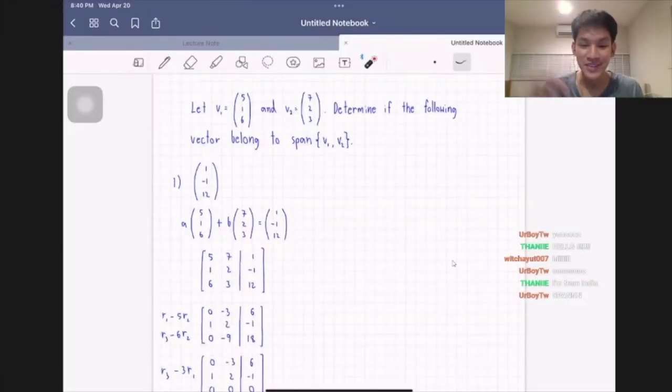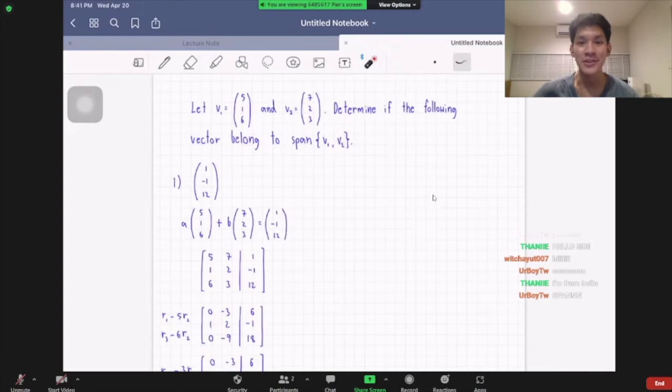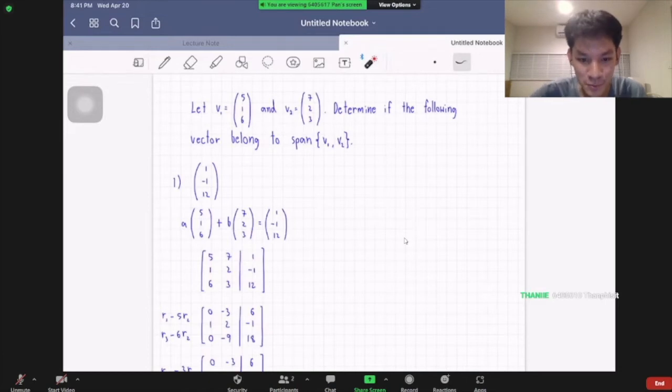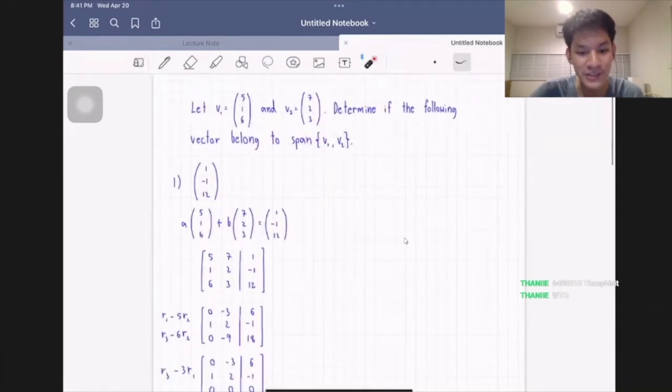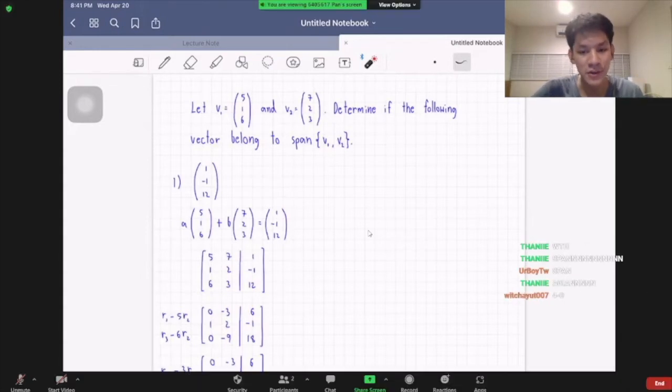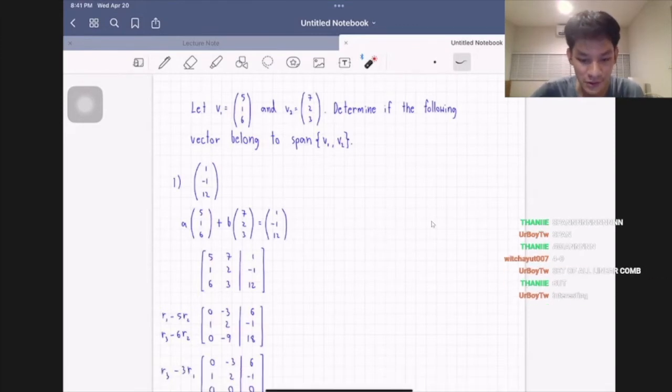Hello everyone, my name is Pan Piyatassakorn and I'm here to introduce you to what is span and how one vector can belong to the span of another vector. But before everything, you have to understand what span is first. In short, span is the set of all linear combinations of V1, V2, V3 and up to Vn. To ask whether V1 belongs to the span of V2 and V3, V1 must be a linear combination of V2 and V3. So now let's have a look at this question.